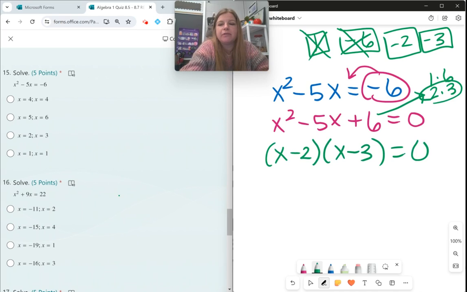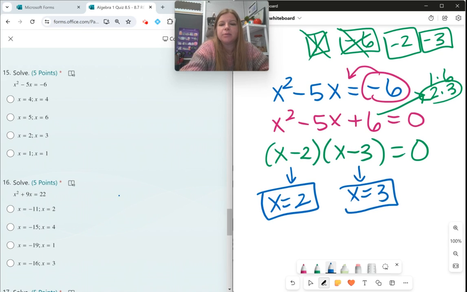But look, it's now in factored form. And then step 3, set each factor equal to 0. And I'm going to just grab my solution so quickly here because when it's x minus 2, it's positive 2. X minus 3, it's positive 3. That's it.